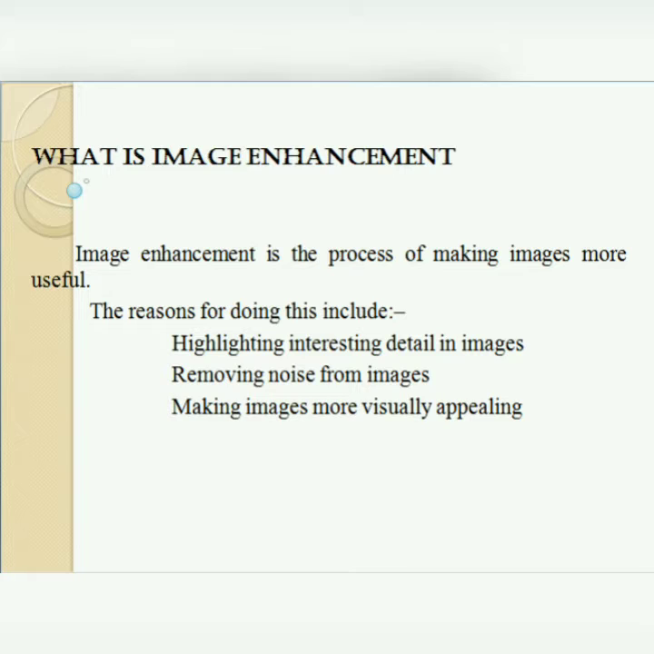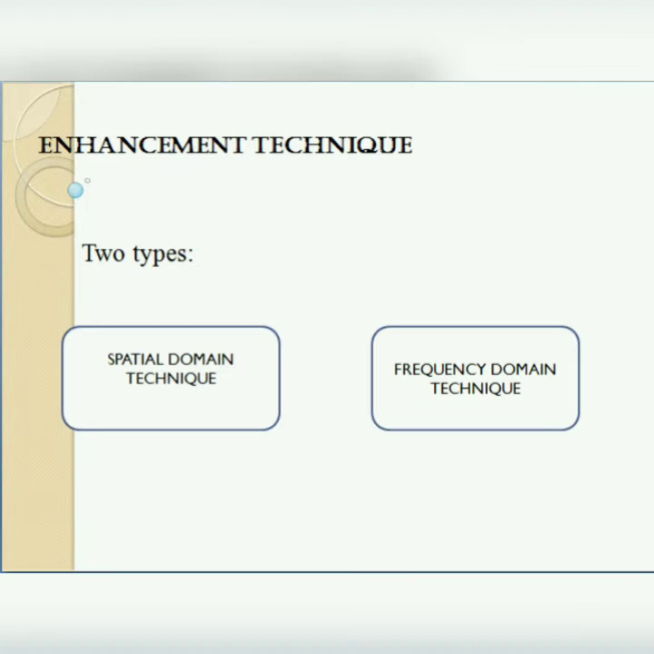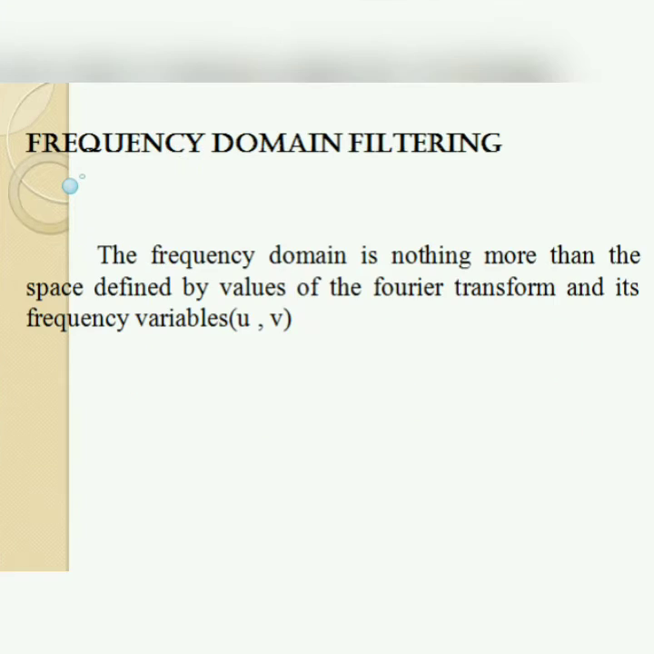The reason for doing image enhancement is for removing noise from images, making images more visually appealing, and highlighting interesting details in images. There are two broad categories of image enhancement technique. One is the spatial domain technique, which is direct manipulation of image pixels, and another is the frequency domain technique, that is, manipulation of the Fourier transform or wavelet transform of an image.